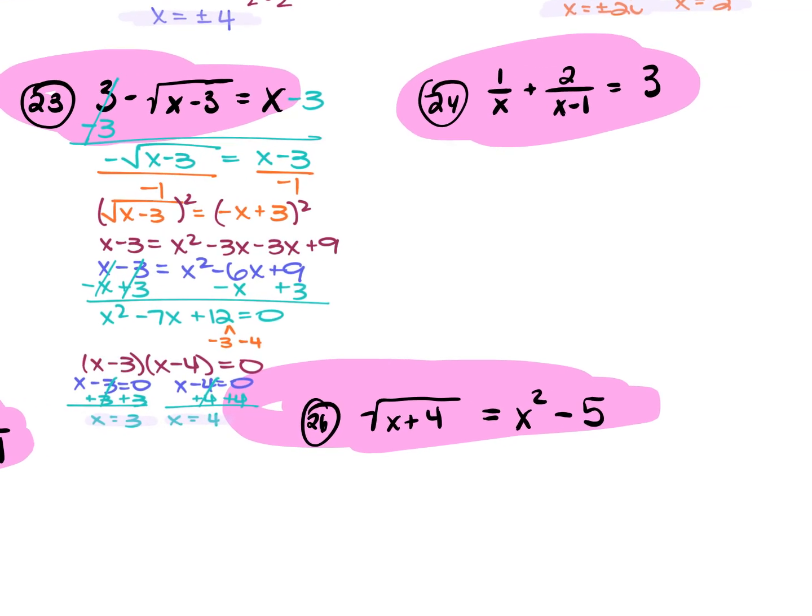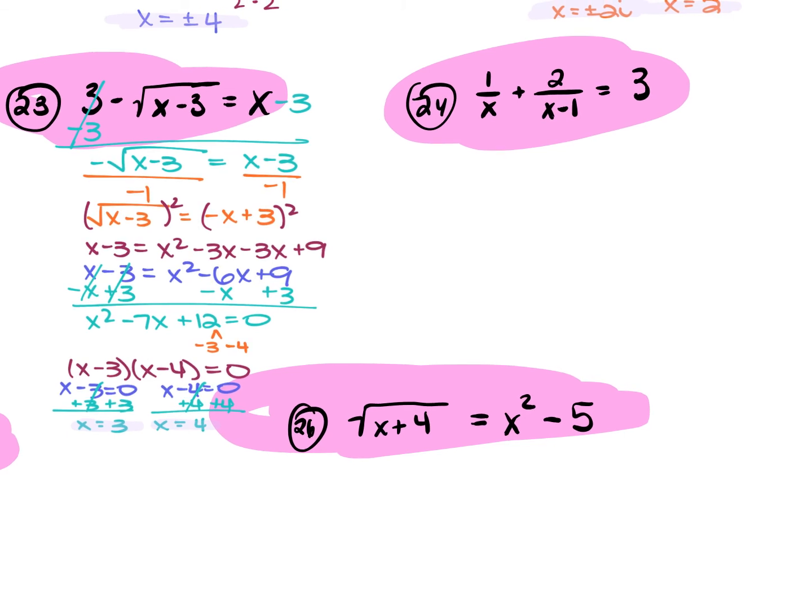For number 24, we have 1 over x plus 2 over x minus 1 is equal to 3. What is your least common denominator out of these two fractions? Times x minus 1. Okay, so multiply every single term by this x times x minus 1. So we're going to do x times x minus 1 times 1 over x, then x times x minus 1 times 2 over x minus 1, and then x times x minus 1 times 3.